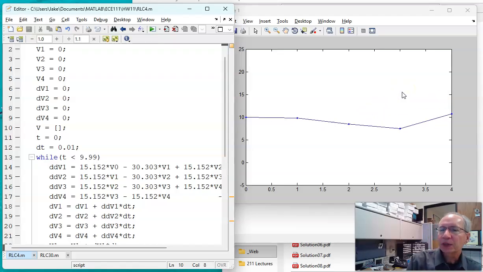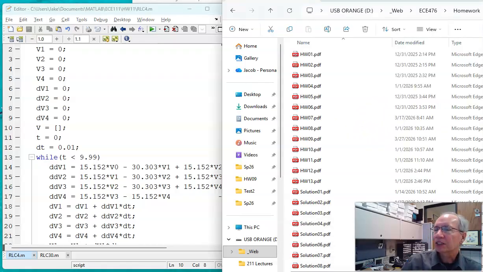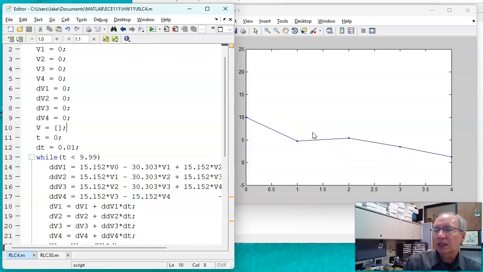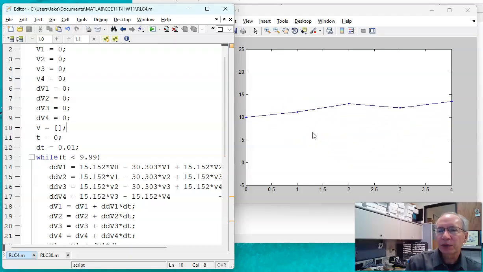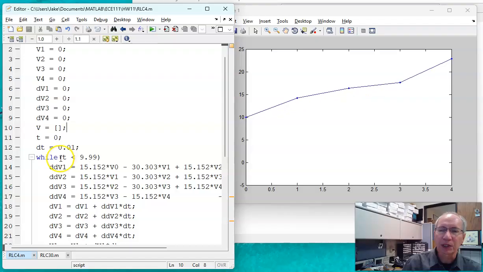Now notice last week we looked at RC circuits. RC circuits satisfy the heat equation. This satisfies the wave equation. The wave equation are coupled second-order differential equations. These behave very different. They just bounce around.